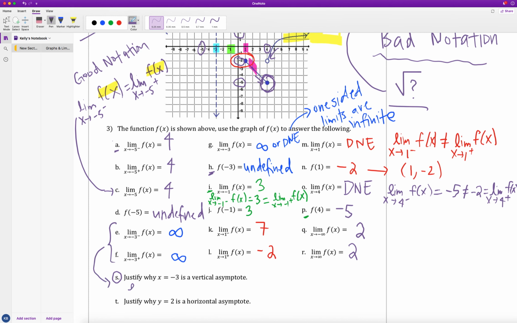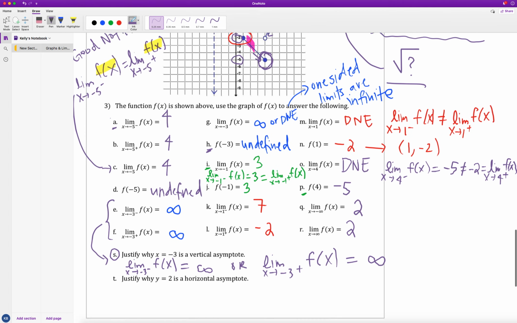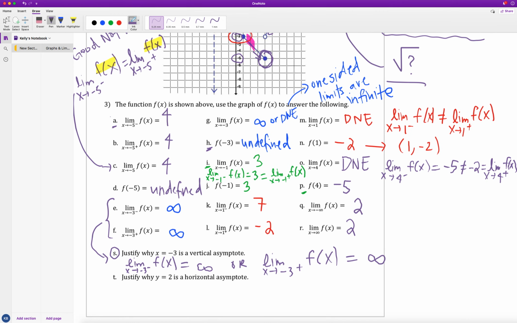So one way to justify this would be to say that the limit as x approaches -3 from the left of f of x equals infinity, or you could say that the limit as x approaches -3 from the right-hand side of f of x is also equal to infinity. Now again, you only need one of these to justify it. I just need one of the one-sided limits to be infinite, either positive infinity or negative infinity.